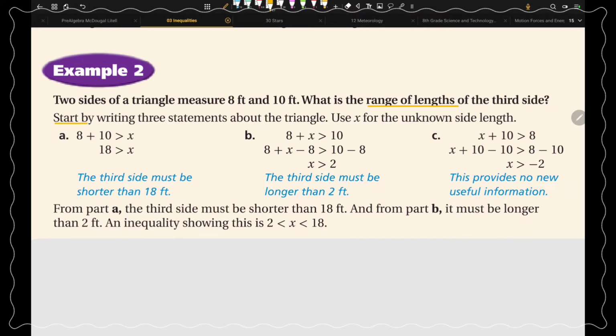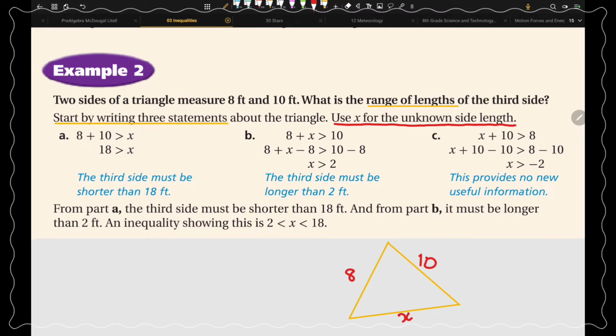So it says, start by writing 3 statements. I think probably it would be better to start with drawing a triangle. So draw a triangle. Alright? And then we can fill in what we know. We know that one is 8 feet in length. The other one is 10. And I'm not drawing this to scale because these all look very close to each other. So one side's 8, one side's 10. We could call this side x, which is what they've done. Use x for the unknown side length, right?